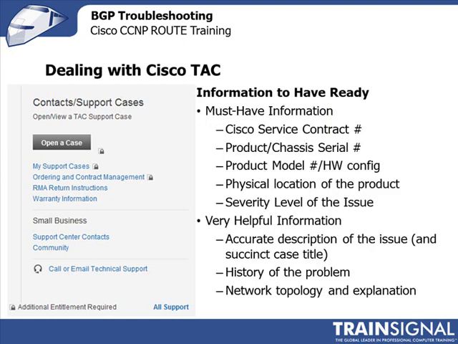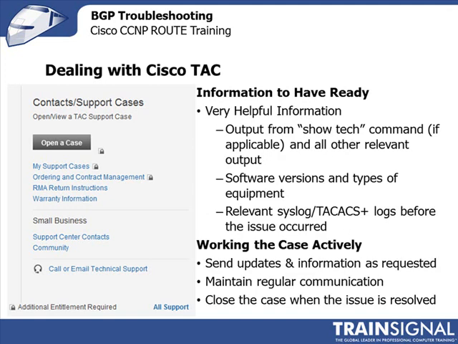Information to have ready, make sure you have your service contract number, the product or chassis serial number, which is usually visible either on the chassis itself or you can get it by configuration in most cases. The hardware configuration, the model number, the location of the product, whatever you think the severity level needs to be. And then some helpful things to have is a good description of the issue, a good summary title, a history of the problem, the network topology, output from different commands such as show tech, and different logs. Those are things that are going to be helpful to the Cisco engineer. You can actually attach those and other notes in the Cisco TAC request tool.